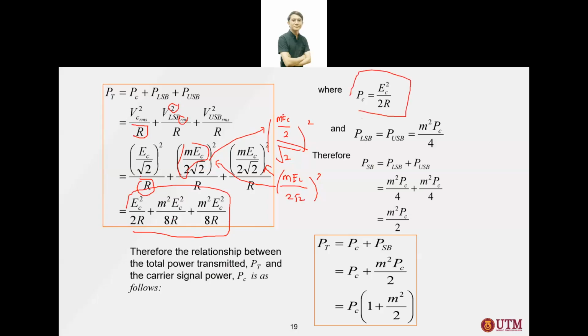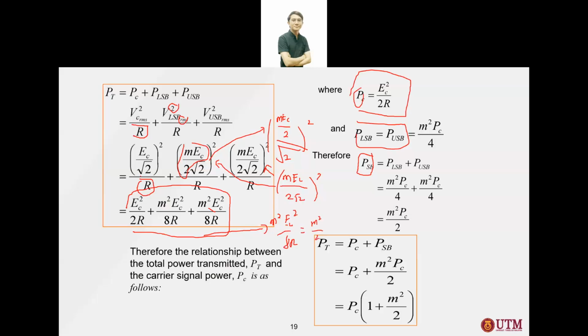So PC is this formula. The lower sideband shares the same formula, which is M square EC square over 8R. Since they are identical, you can combine them. So PC equals EC square over 2R, and this is the power of the sideband, M square EC square over 8R.